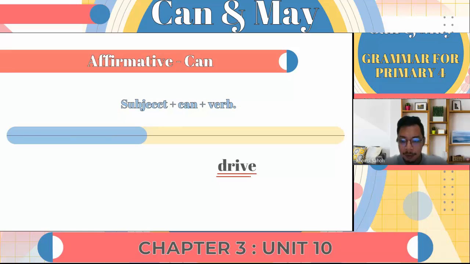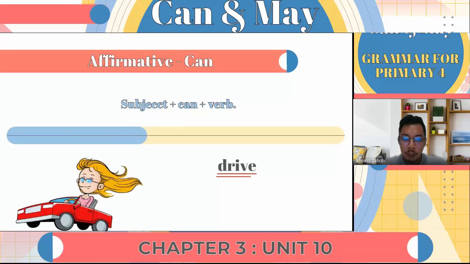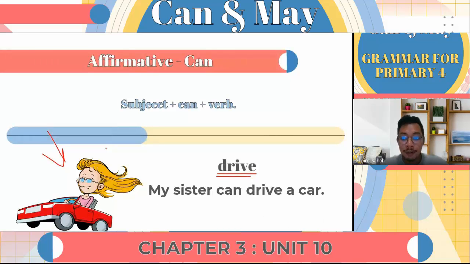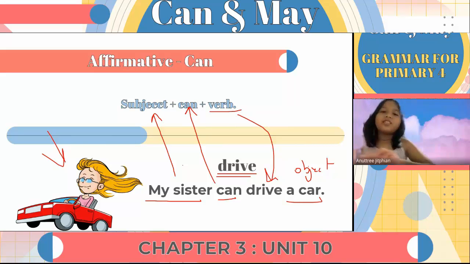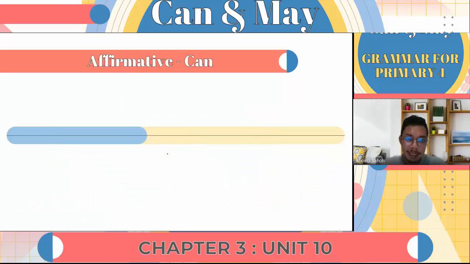Next one, drive. Do you know drive? My mother can drive, or my sister can drive a car. My sister is the subject, can, and the verb is drive. A car is the object, right? My sister can drive a car. Can your dad or mom drive a car? Yes, can. Very good.